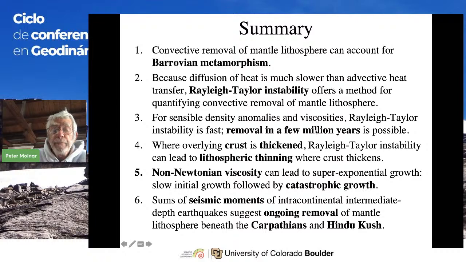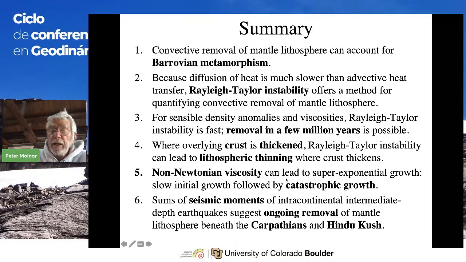This is possible. When the overlying crust is thickened, Rayleigh-Taylor instability can lead to lithospheric thinning where the crust has been thickened. And this is because of the paired downwellings that we can get because of the nature of the instability, where you have a crust and you force it.